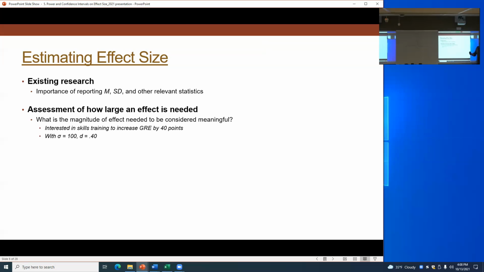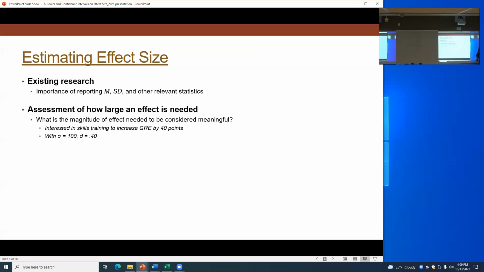So who knows what the effect is going to be, but I'm going to power this study to at least be powered to detect an effect of 0.4. And so if it turns up null, then who knows, maybe it's got a lower effect, but I at least powered it so that it would detect the effect that I would need.